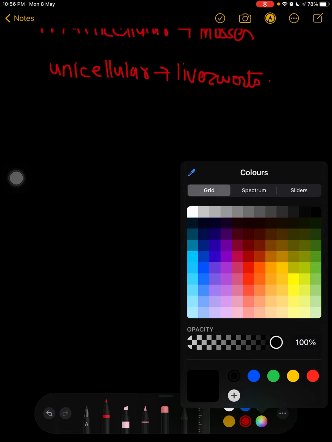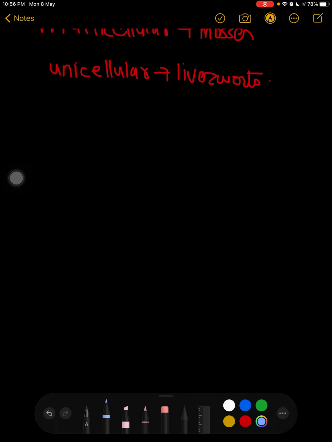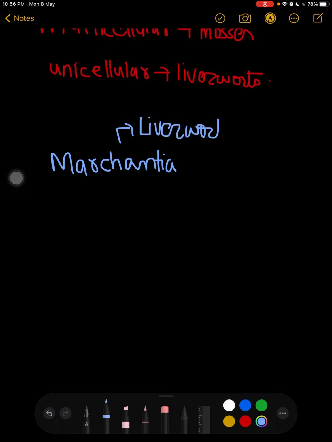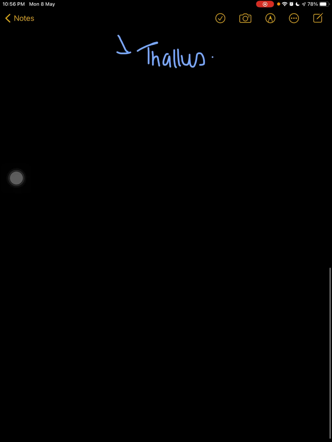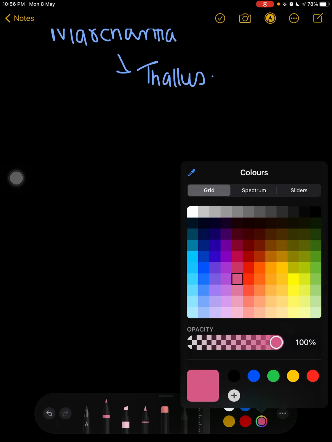So if we talk about an example, we have Marchantia, which belongs to the liverworts, and basically it has a thallus-like body. It has a thallus body.